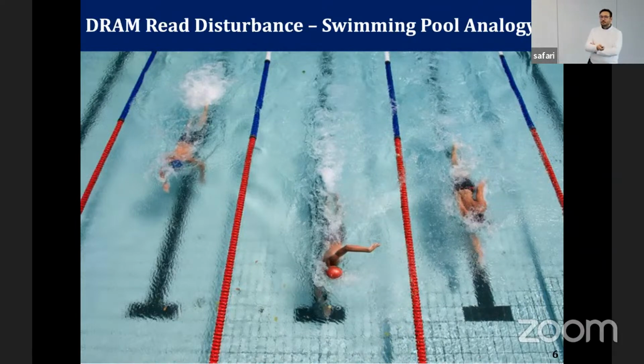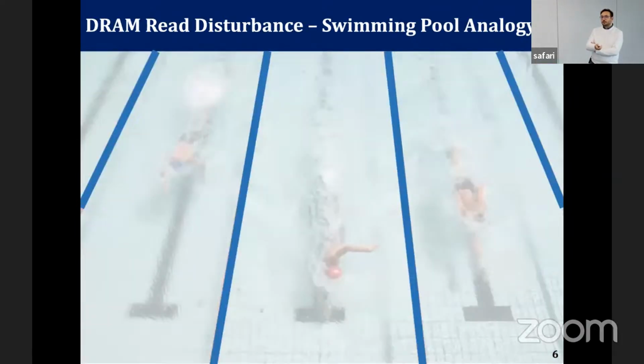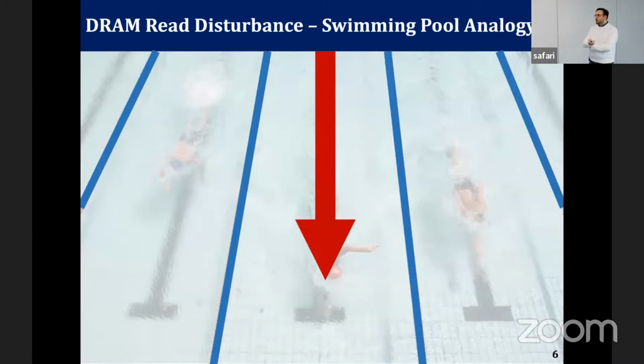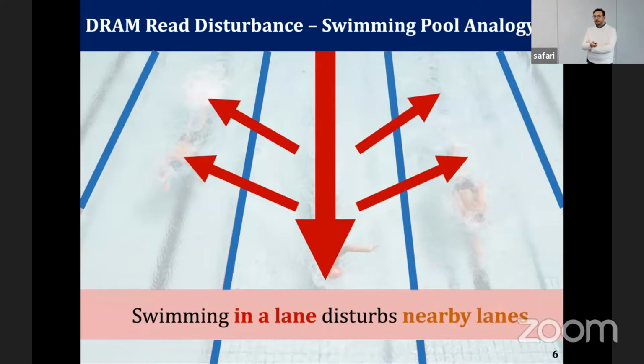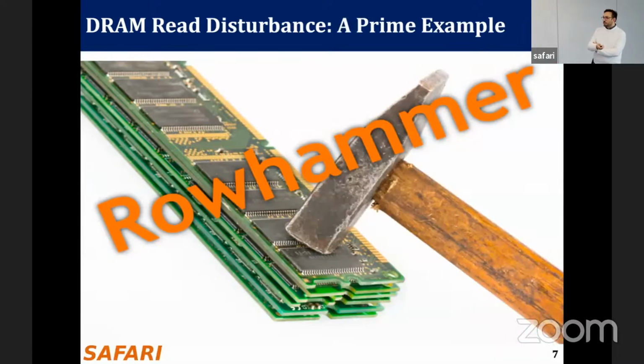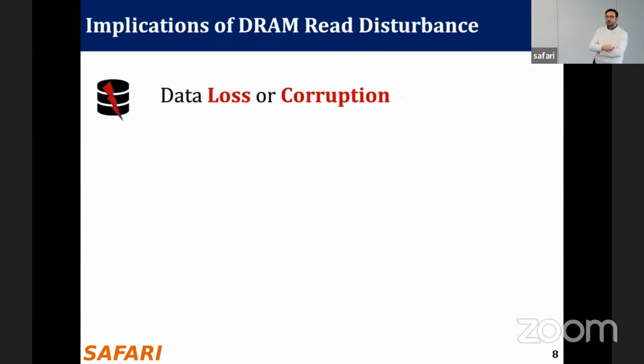This is similar to a phenomenon from our daily lives, the disturbance across lanes in a swimming pool. You have a swimmer that swims in the middle lane, but it splashes water or creates waves that can disturb the other swimmers in nearby lanes. This is similar to what we call read disturbance in DRAM chips, and this is RowHammer.